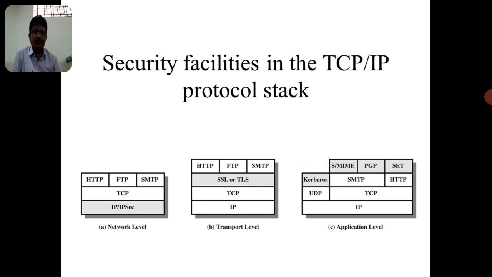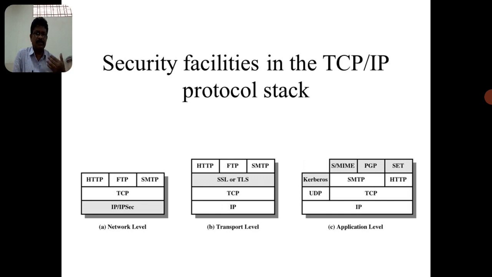We know that PGP is Pretty Good Privacy, which provides email security and has a compression algorithm that can provide more security. Coming to SET, Secured Electronic Transaction: whatever transaction takes place in the application, every transaction is recorded by SET. And the next ones are Kerberos, SMTP and HTTP.